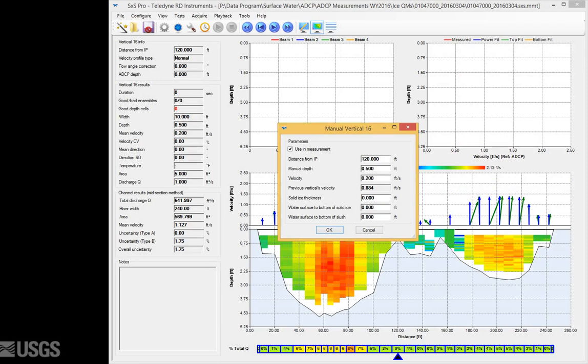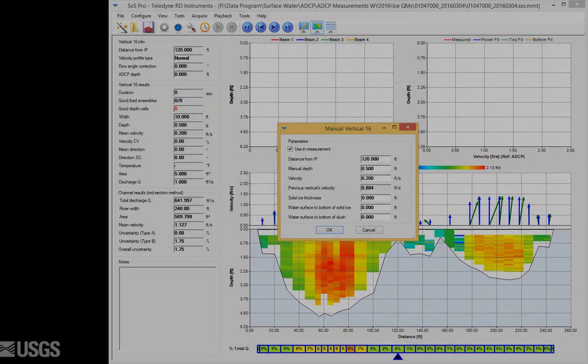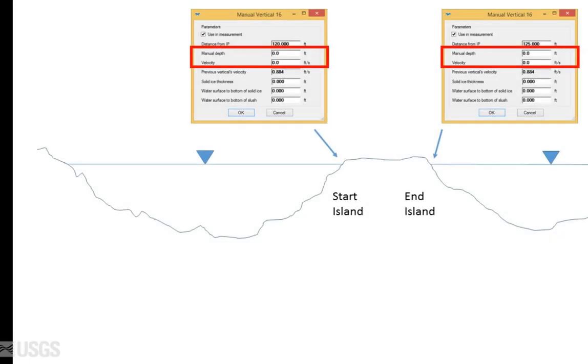Now, let's discuss some of the common situations where a manual vertical would be used. A bridge pier or island are both cases where using a manual vertical is useful. A manual vertical allows you to enter a location, depth, and velocity to define something in the cross-section. For the case of an island, you'd enter the location for the start and end of the island in two separate manual verticals, with a depth and velocity of 0.